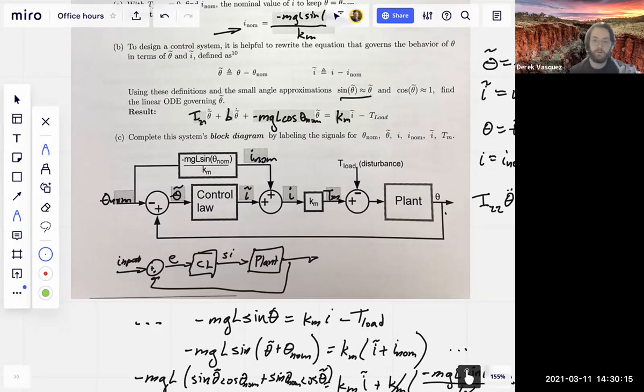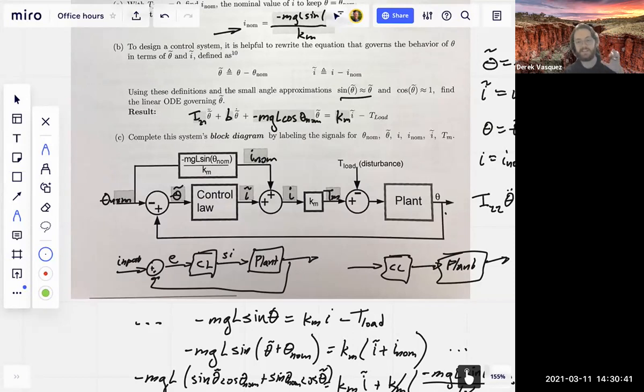And so your control law is anything that takes in either your error or a commanded signal. It doesn't have to be a closed loop. You can just go straight into a control law and straight into a plant, and then out, and that's an open loop controller.